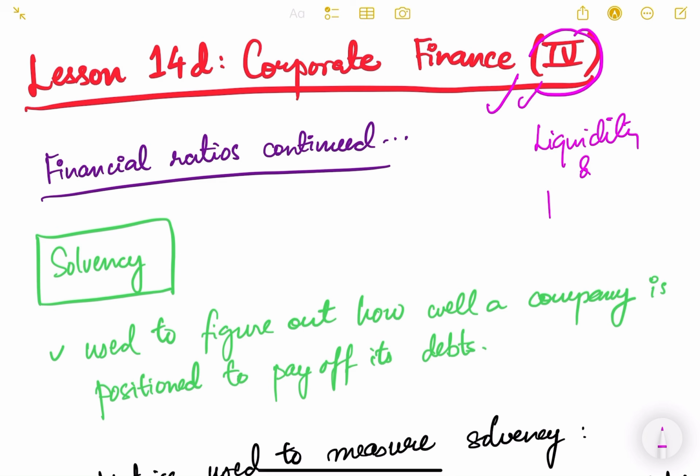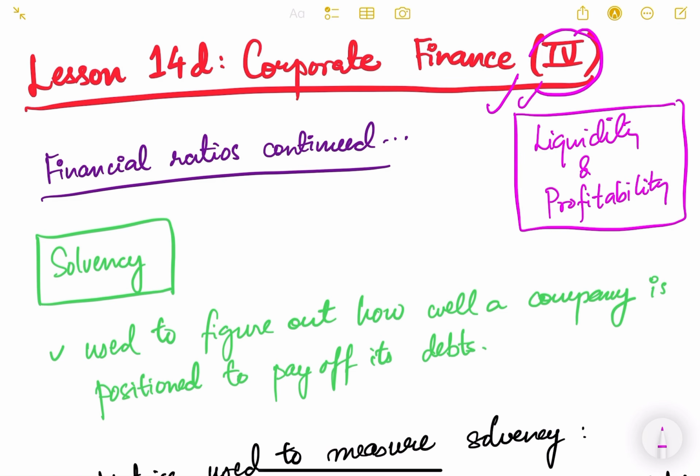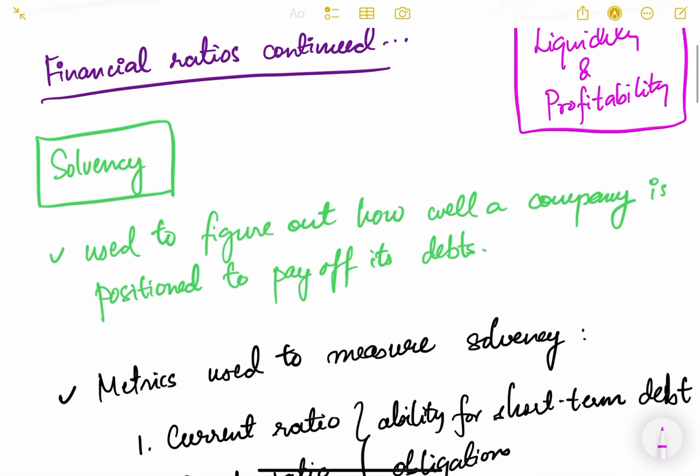and profitability. So in the last video itself we have seen this, and before that we have studied about a company's profit and loss statement or income statement and also about the company's balance sheet. So let us continue. Solvency, we have already seen what is the meaning of solvency.